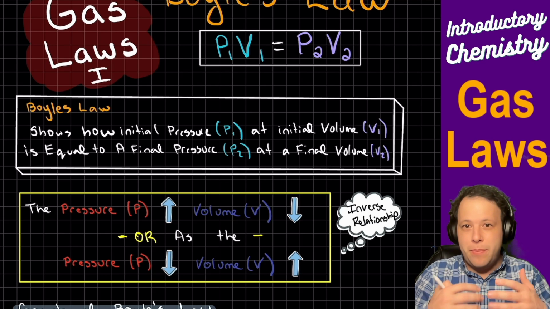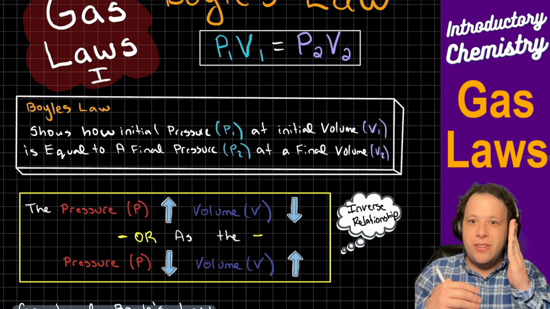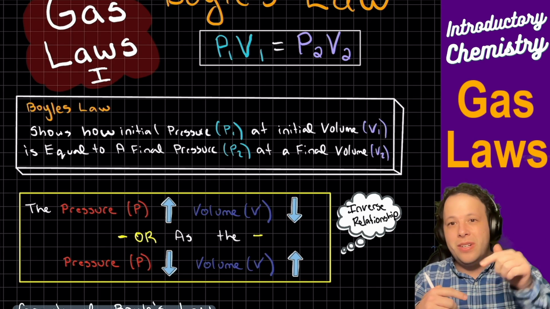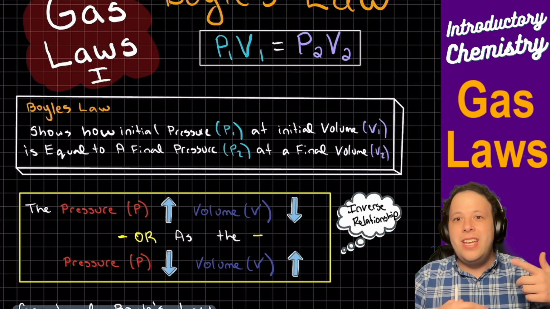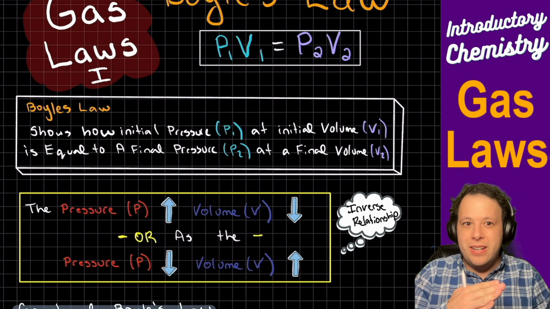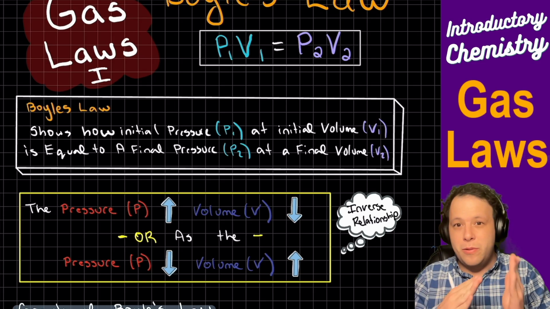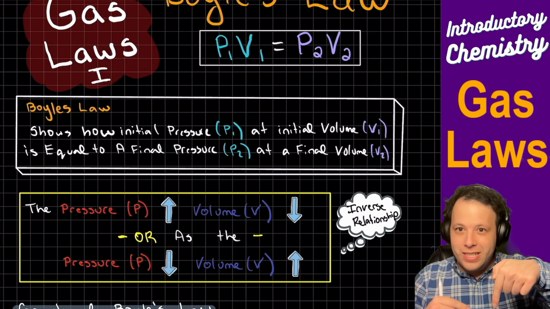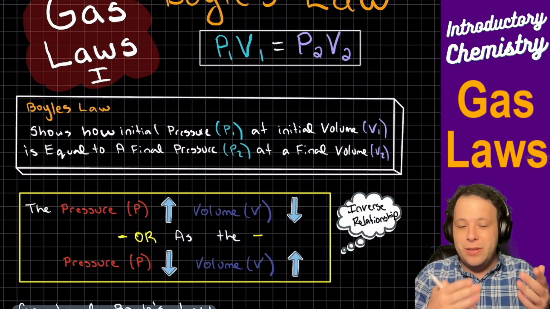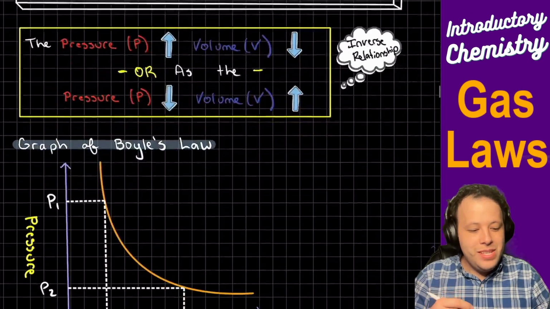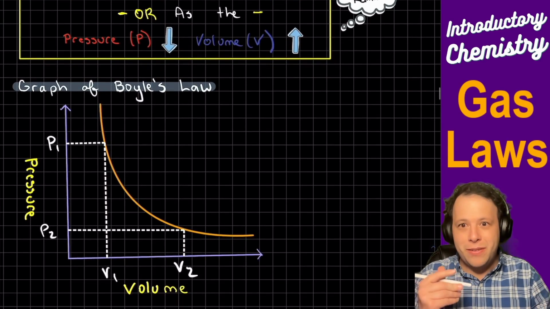So we can make a lot of predictions here. As pressure increases, going from P1 to P2, volume is going to decrease. If you go from P1 to P2, initial to final, and the pressure is decreasing, the volume is going to be increasing as a result.